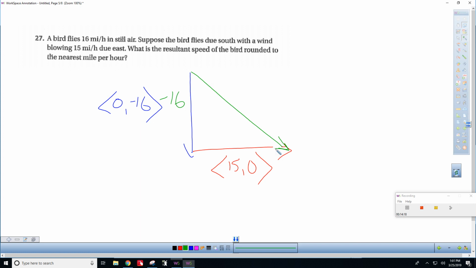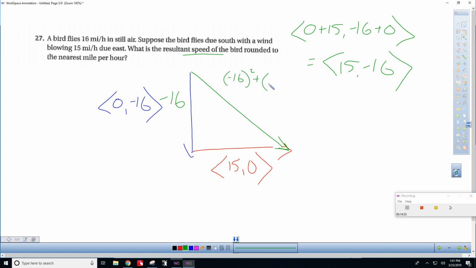Hopefully you remember before that the green vector is just the result of the sum of these two vectors. So the green vector is 0 plus 15, comma, negative 16 plus 0, which is 15, comma, negative 16. And you might be like, well, that doesn't tell us anything. It's asking us the speed, and you just gave me the direction. Well, the speed is the magnitude. So now how can we find this? Pythag. Negative 16 squared plus 15 squared equals m squared.